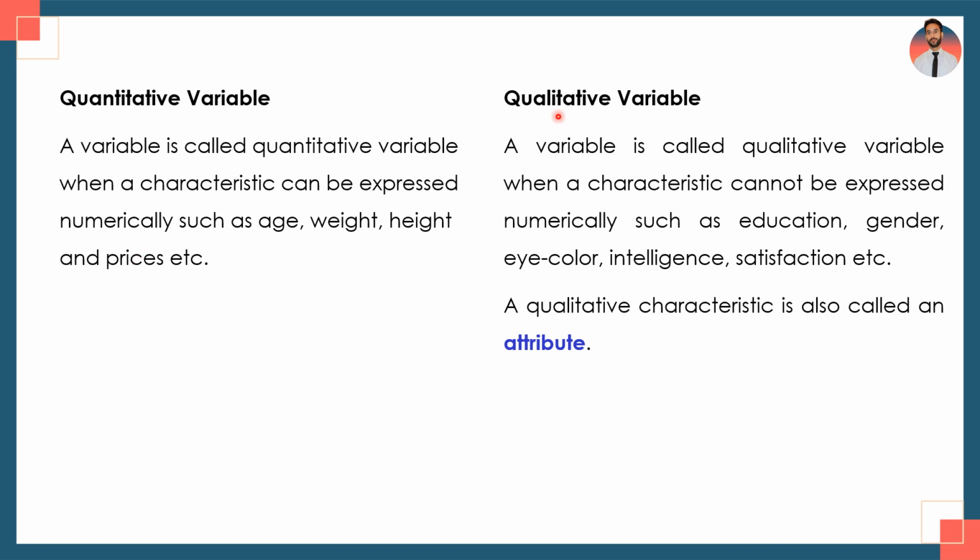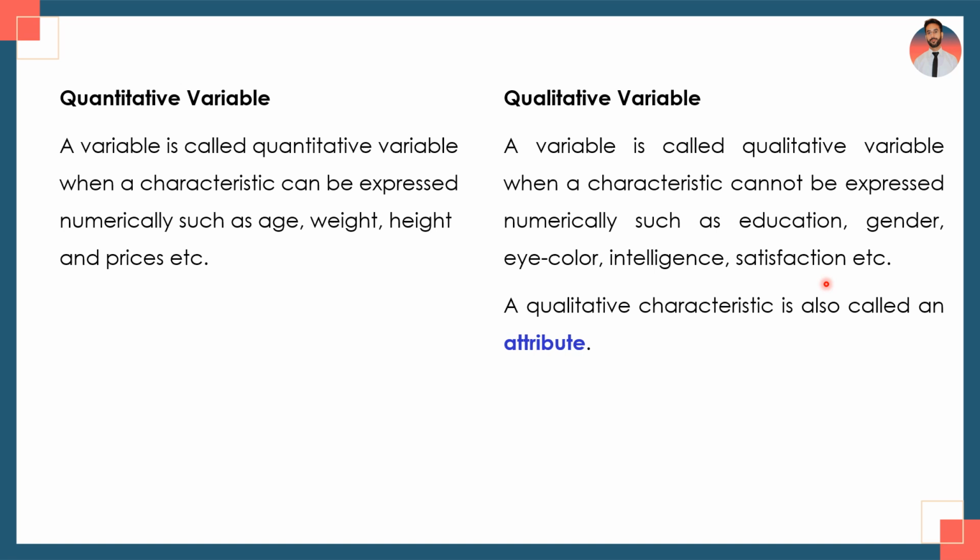On the other hand, I will explain qualitative variable. A variable is called qualitative variable when a characteristic cannot be expressed numerically, such as education, gender, eye color, intelligence, satisfaction, etc. In real life, there are so many variables which cannot be expressed numerically, only its presence and absence can be shown.